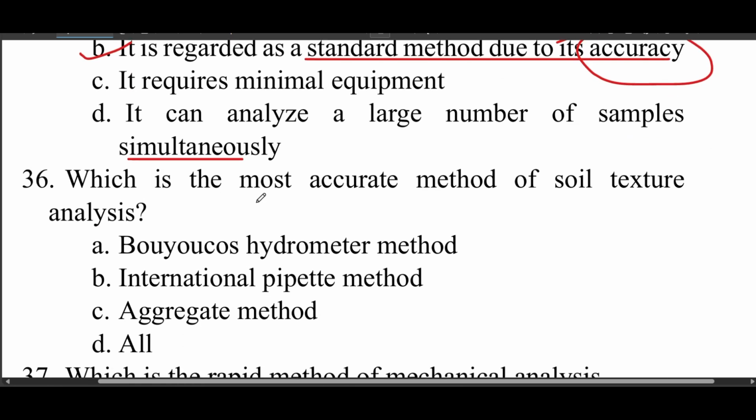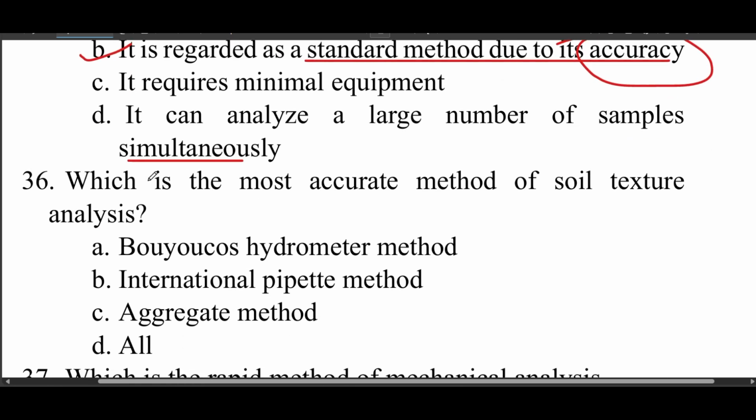Next, what I have seen, that is a question. Most accurate method of soil texture analysis. Options: Option A, Boyko's hydrometer method. Option B, international pipette method. Option C, aggregate method. Option D, all. So for answering this question, you have to know what these methods are.